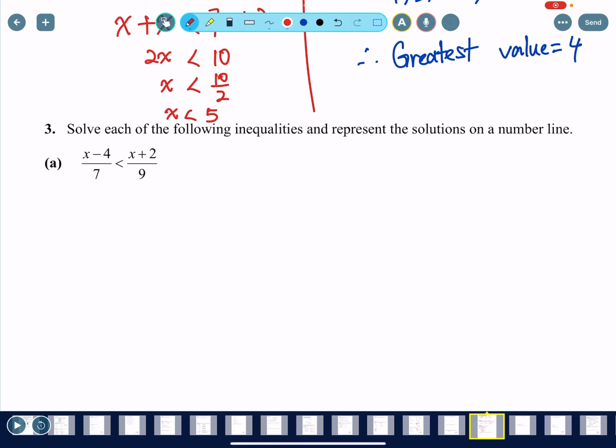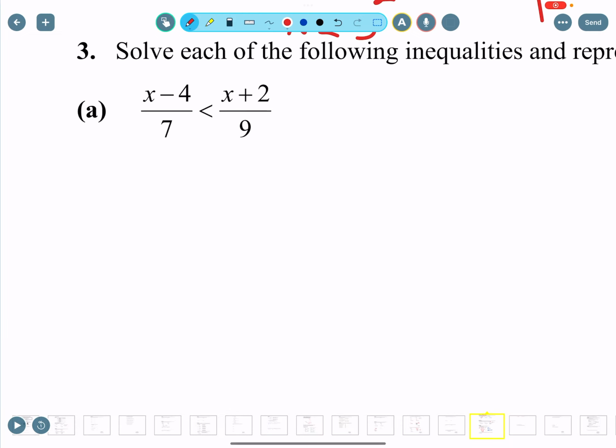Okay, next question. We have two fractions here. Now you can imagine there's an equal sign. Maybe you learned before how to solve this, maybe not. So I'll teach you. Basically, you want to get rid of the fraction. Every time you see a fraction, you want to solve x. You want to get rid of it, you know?